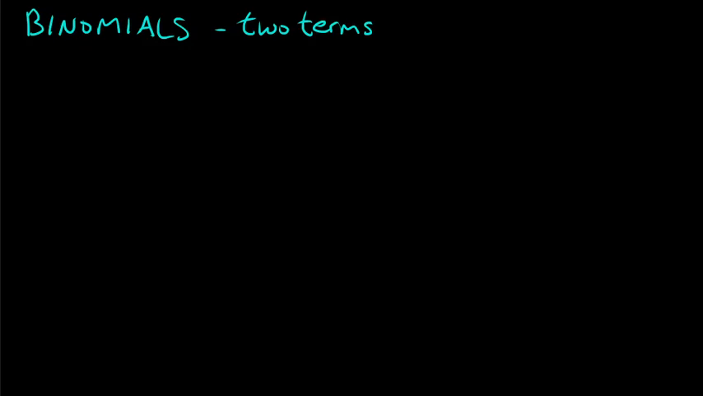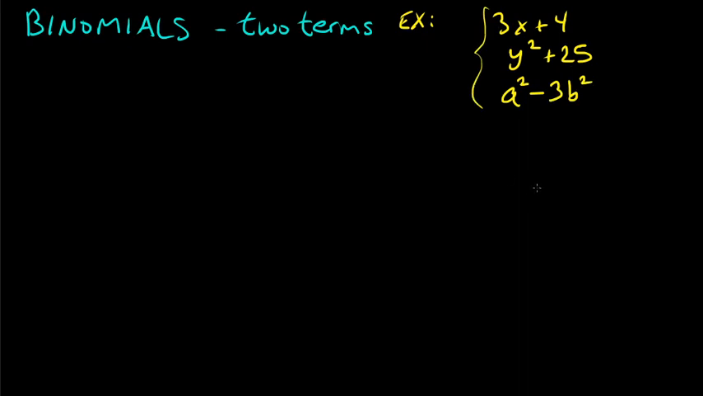Okay, so now that we've done trinomials, we can go down to binomials. Binomials only have two terms, right? So examples of binomials are 3x plus 4, right? The 3x is a term, the 4 is a term. That is a binomial. Or you might have y squared plus 25. The y squared is a term, the 25 is a term, right? Or you can have a squared minus 3b squared. Right? So all these are examples of binomials, right?